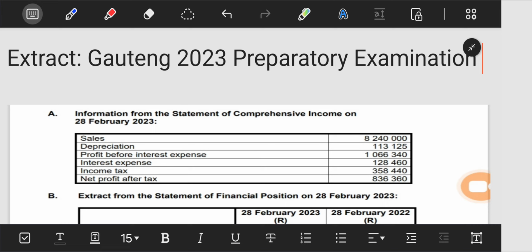On this paper is an extract from the Gauteng 2023 preparatory exam.